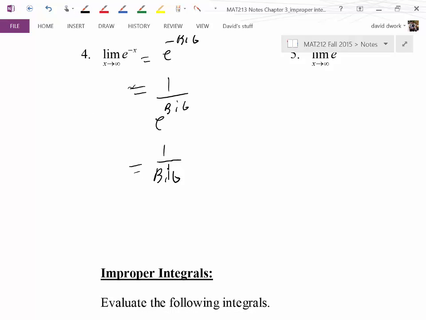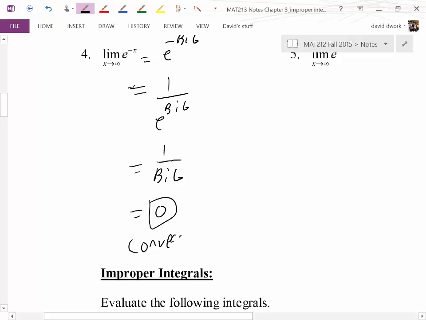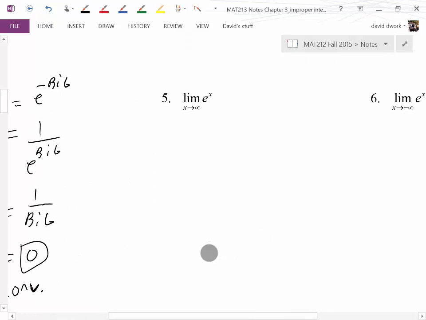And e to the really, really big is something really, really big. Because remember, e is just 2.718. So what we're talking about is 2.718 times 2.718 times 2.718 times 2.718 over and over and over again. So that just gets gigantic. So therefore, 1 over something big is something really, really little, aka 0, which means it converges. I'm just going to start shorthanding this. Converge. Okay. For the next one, this one would be what?